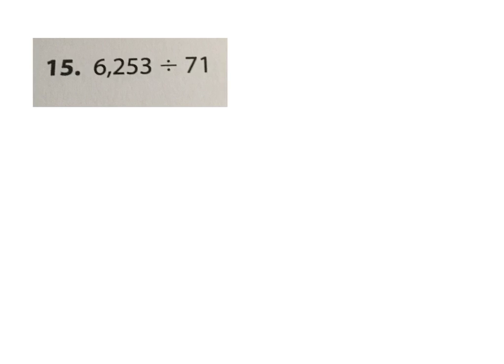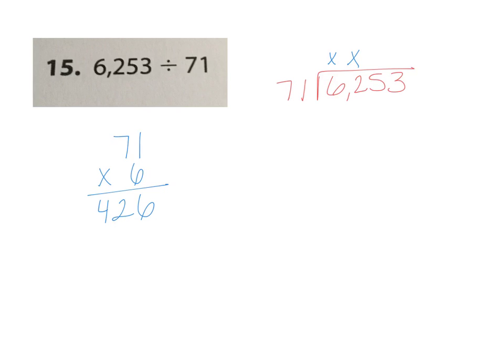6,253 divided by 71. Let's write it out in a way that we can solve it. We know that 71 cannot go into 6. It can't even go into 62. But it can go into 625 because 70 is less than 100. I know that it can go into 600 at least 6 times. So let's start there. 71 times 6 is 426. I bet it can go in at least another time.